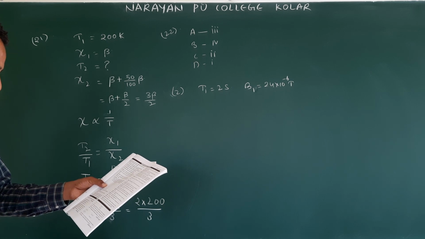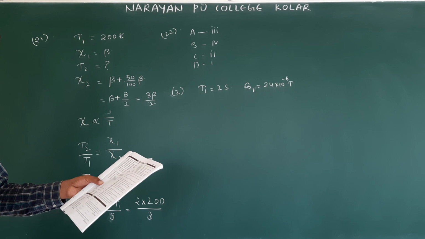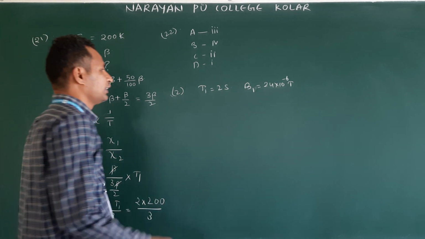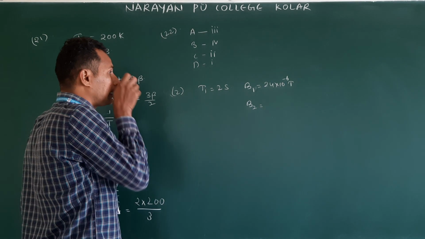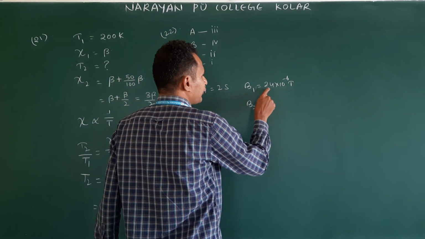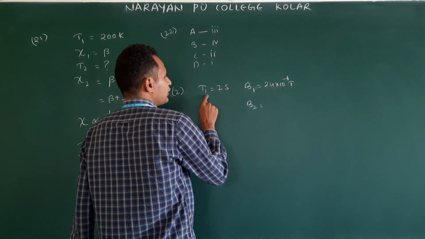When a horizontal field of 18 microtesla is produced opposite to the Earth's magnetic field, then what will happen? Net field. Already the Earth's magnetic field is there, 24 into 10 power minus 6 Tesla. In this, the time period is 2 seconds.